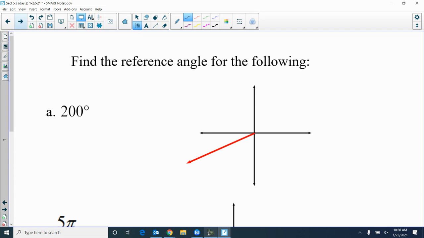All right, 200 degrees. Not that you have to draw everything out, but you need to make sure you understand what it's asking. The reference angle is the angle with the x-axis. Since this is 200 degrees here, you're going to take 200 minus 180, and so it's going to be 20 degrees. So that is my reference angle right there.